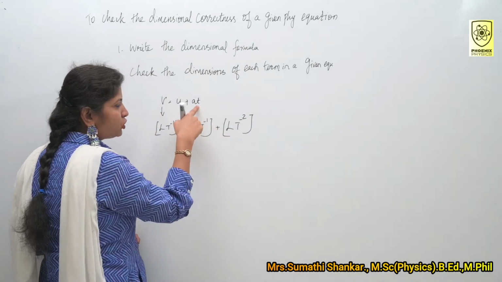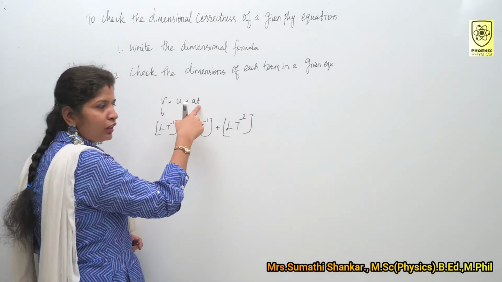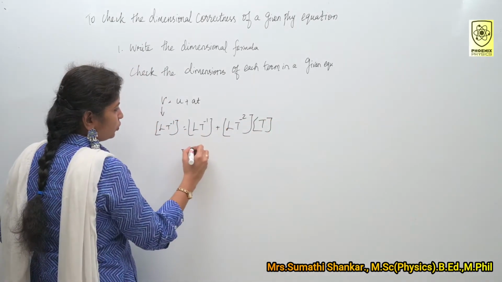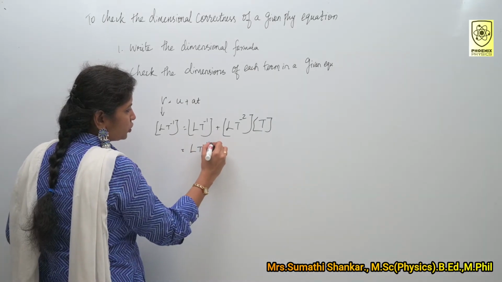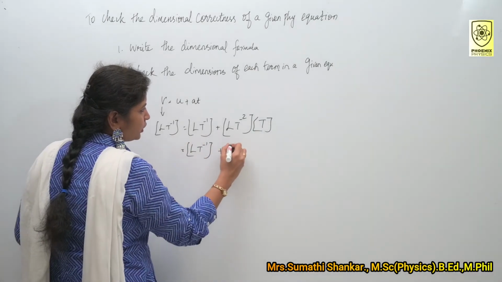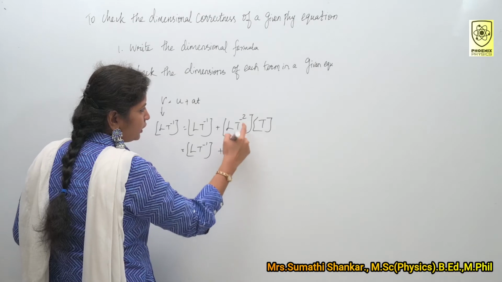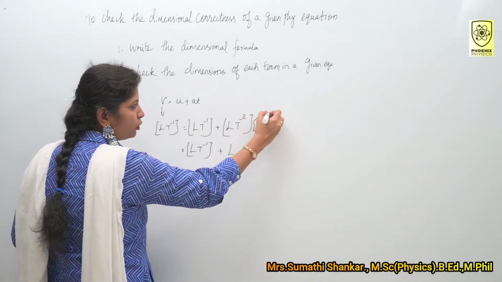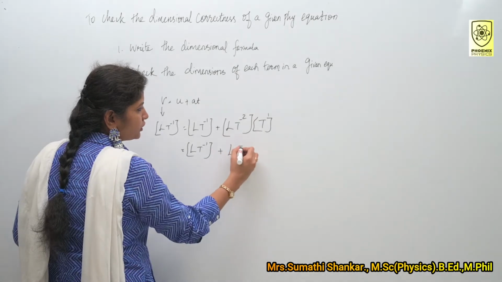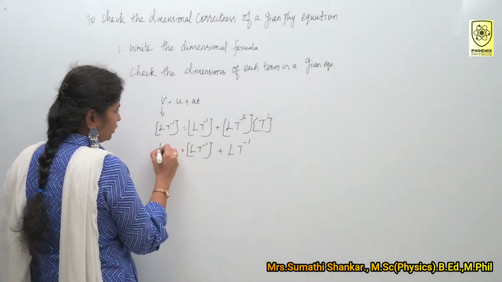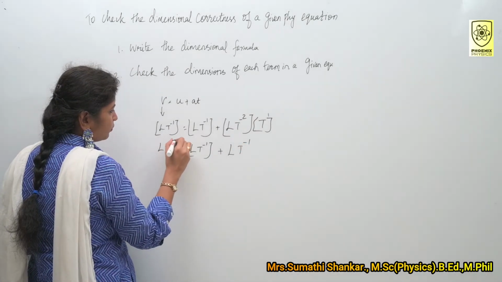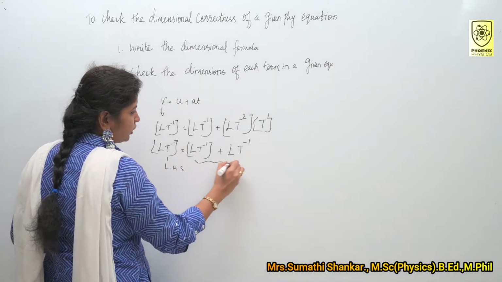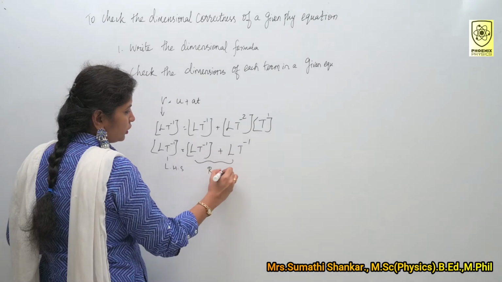And what is the dimensional formula for T? That is T. So L T power minus 1 plus L T power minus 2, T, here 1. So your answer is L T power minus 1. This is my LHS and this is my RHS.